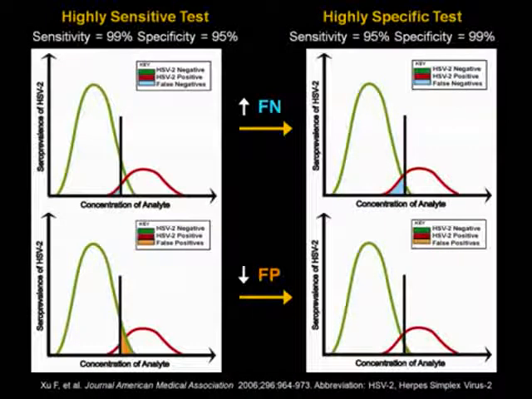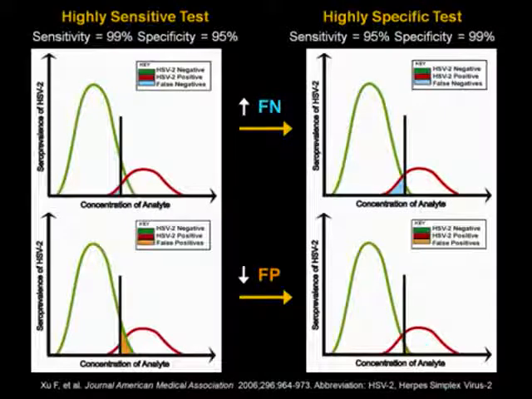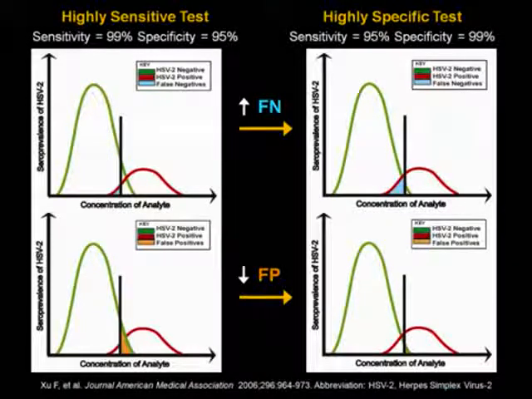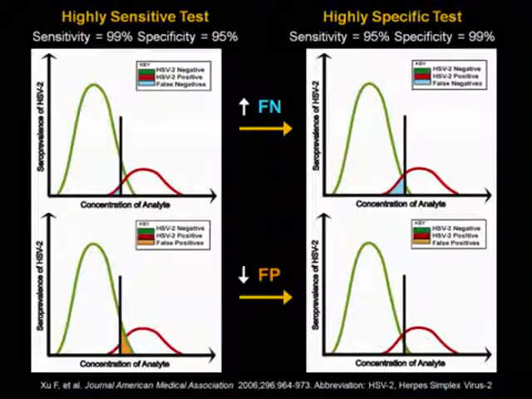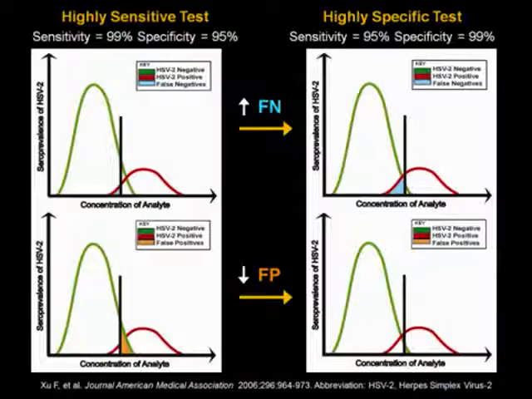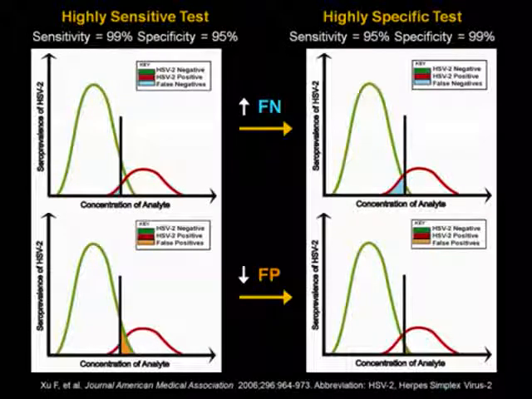Okay, this slide may appear complicated at first sight, so let me break it down for you before explaining the key concept. The left panel represents detection of disease by a highly sensitive and less specific test, while the right panel illustrates detection with the less sensitive, highly specific test. The X and Y axes on each graph represent increasing analyte concentrations and seroprevalence of herpes simplex virus. The green and red curves illustrate HSV negative and positive populations.